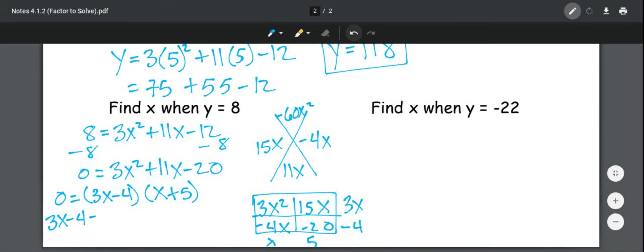So now 3x minus 4 equals 0 and x plus 5 equals 0. I don't have enough room to show all my work. I add 4 and divide by 3, so I get 4/3 and negative 5.